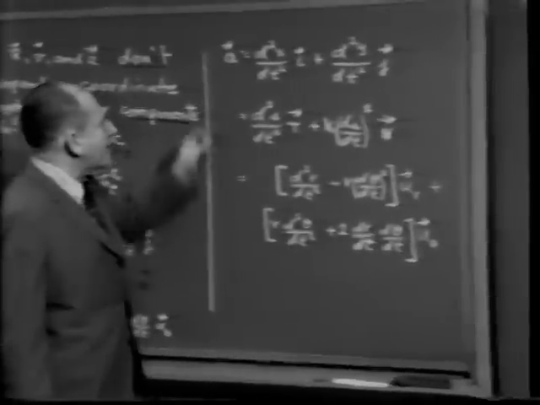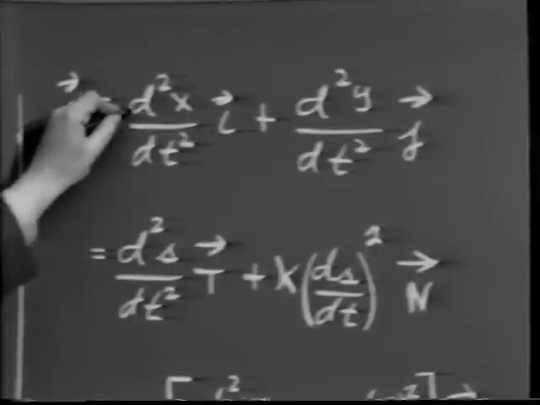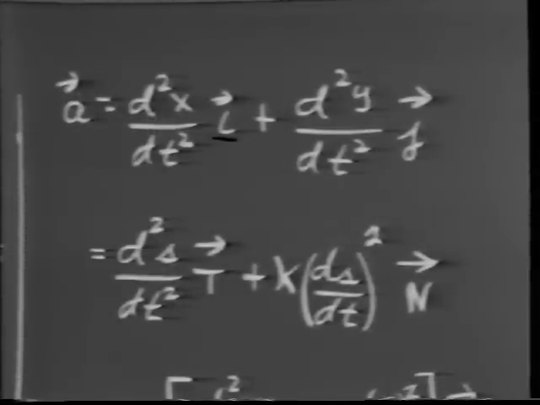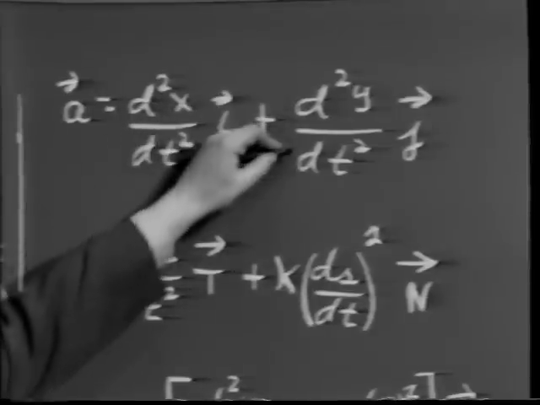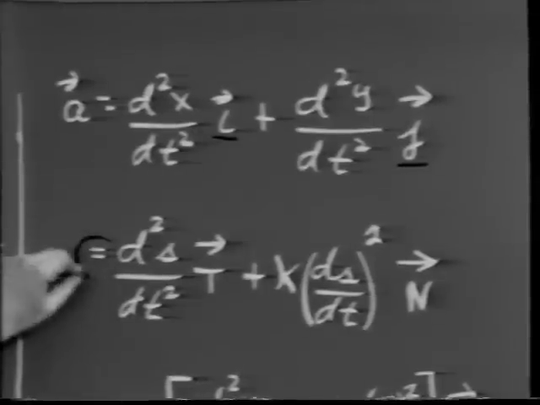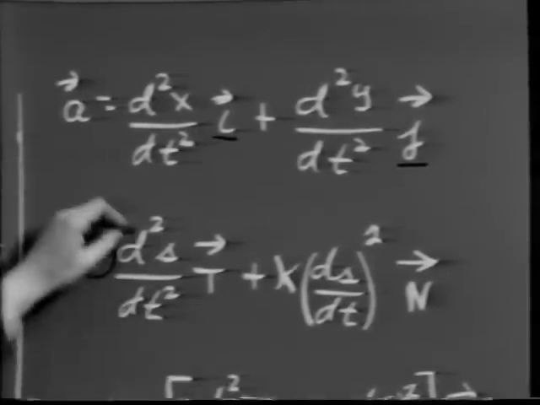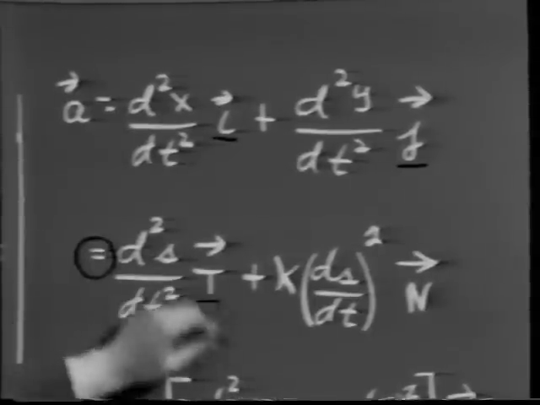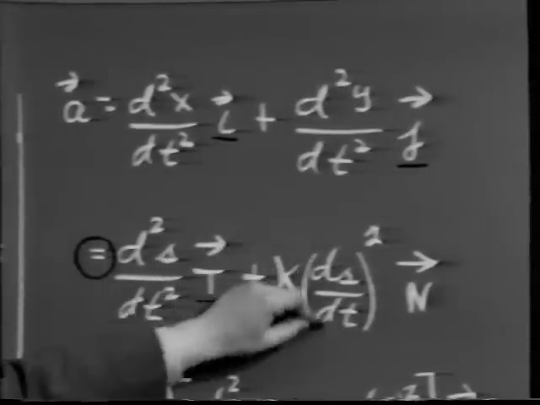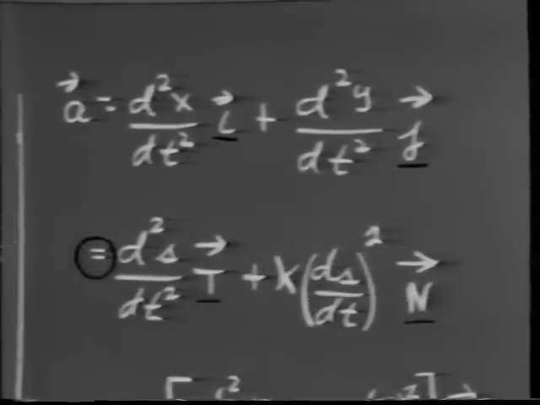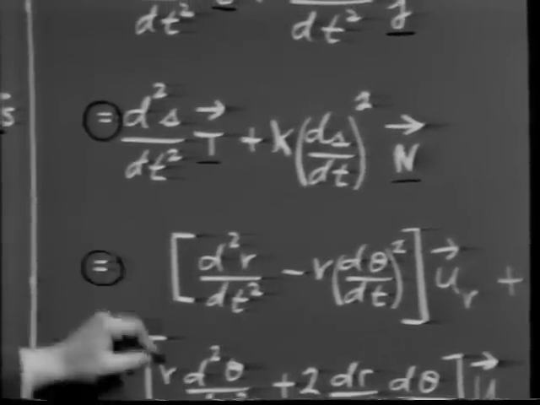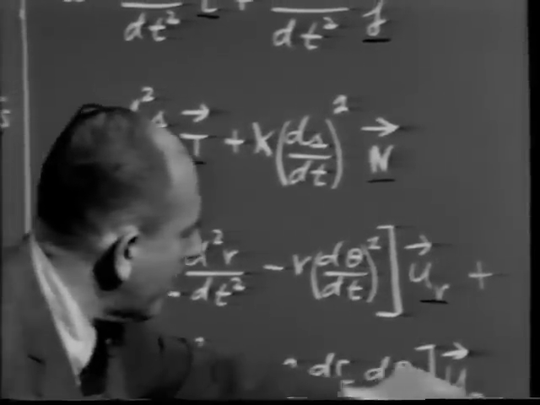Namely, if we use Cartesian coordinates, the acceleration vector is the second derivative of x with respect to t times i, plus the second derivative of y with respect to t times j. That same vector, if we express it in t and n components, is d2s/dt squared times t plus kappa, the curvature number, times (ds/dt) squared times n. And if we express it in terms of polar coordinates, as we just saw earlier in our lecture, this is the expression that we get.